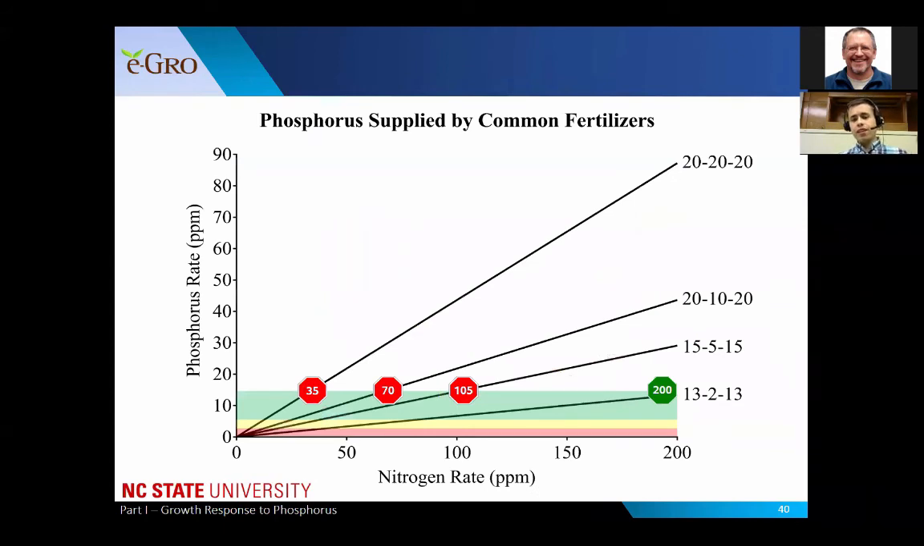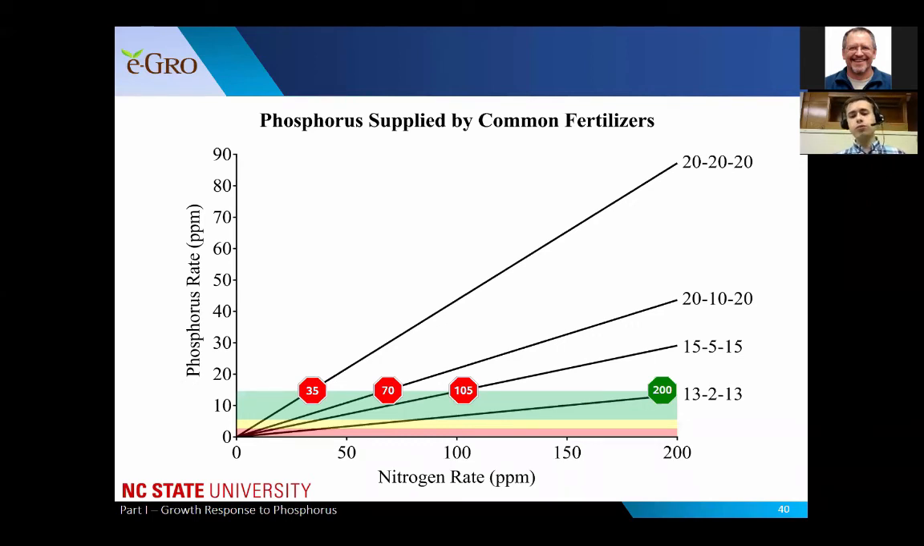So going back to this graph that shows the amount of phosphorus supplied by several different common fertilizers, we put our optimal range on this graph to show you what rates of nitrogen you would want to use from each of these fertilizers to achieve the right level of phosphorus. So again, starting with the line representing a 20-20 fertilizer, if you were to apply it at 35 parts per million nitrogen, you'd be right at that top part of the line. We'd be right at 15 parts per million phosphorus. So you can't really apply very much 20-20 without giving plants a very excessive amount of phosphorus.